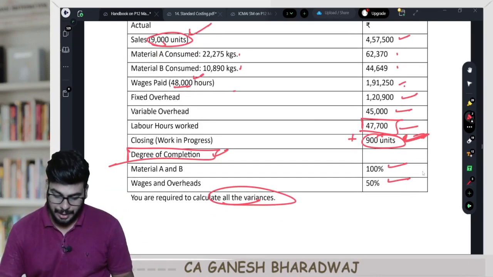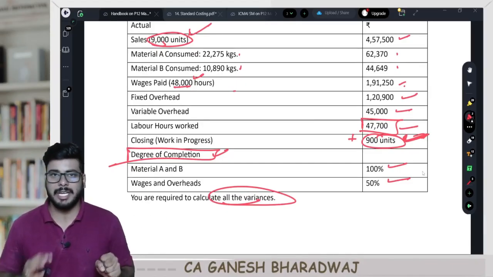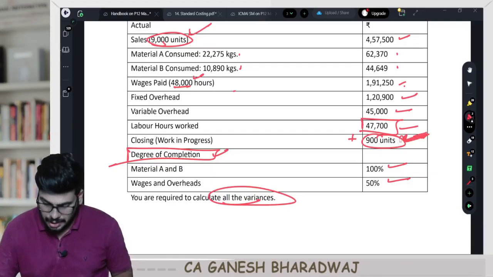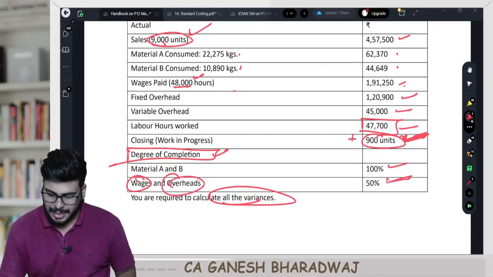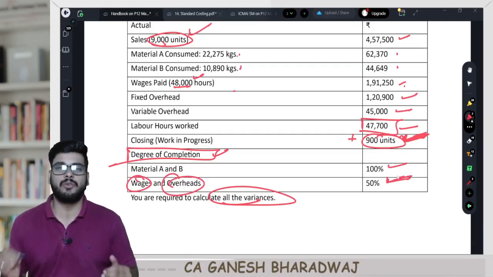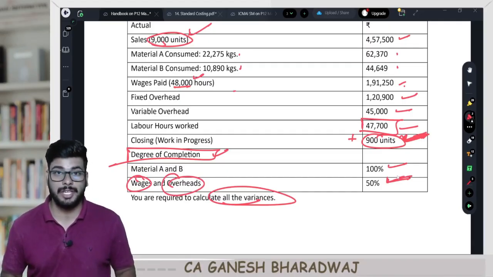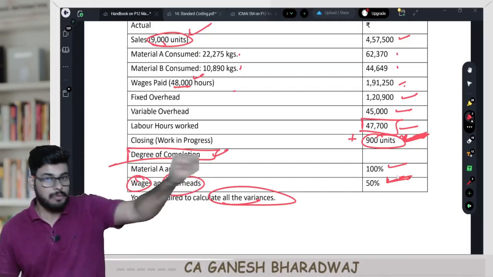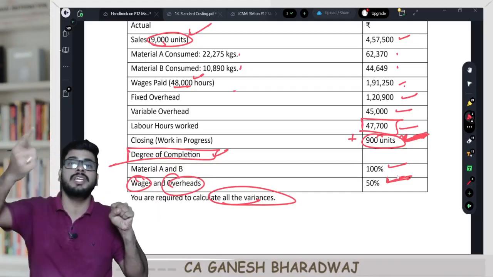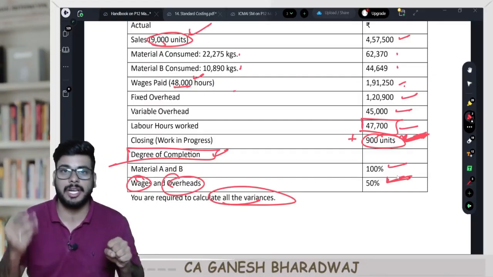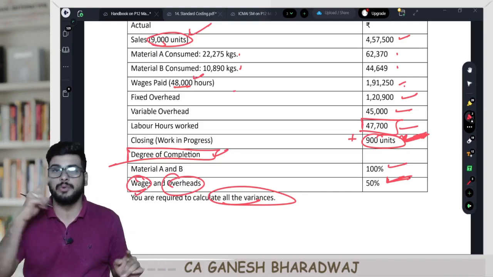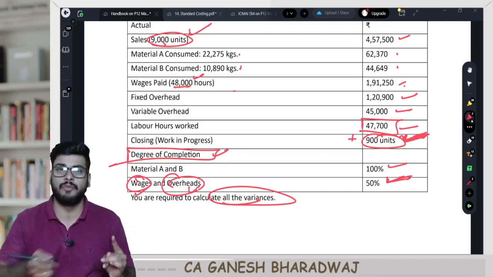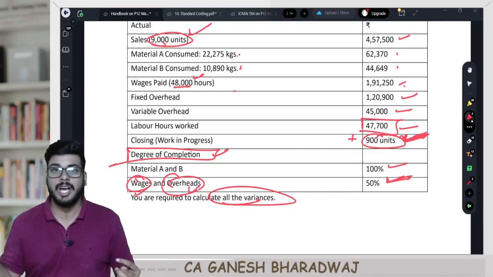They have a different degree of completion. These are incomplete units. What they are saying is, with respect to raw material, these 900 units are fully completed. However, with respect to labor and overheads, they are only semi-finished. They are only 50% complete. So what we need to do is, using raw material costs, calculate how many equivalent units I have produced. Using wage and overhead costs, I need to calculate how many equivalent units I have produced.